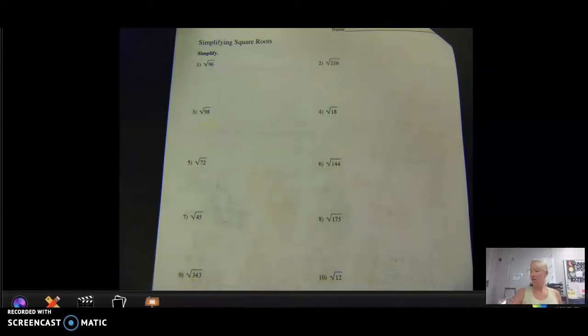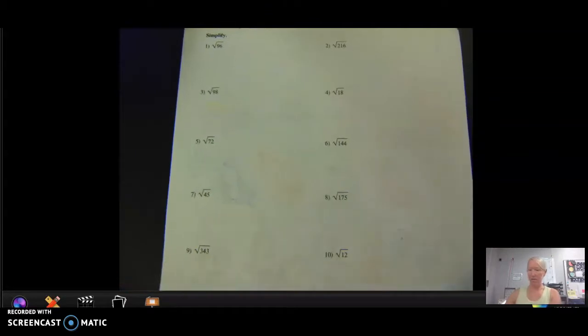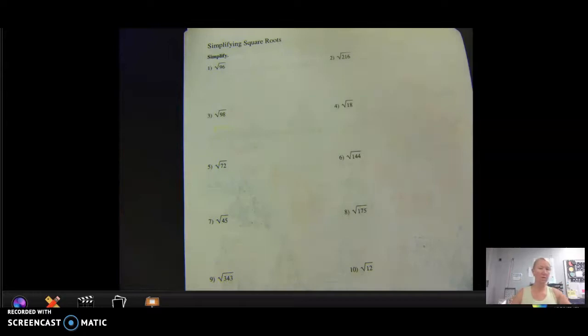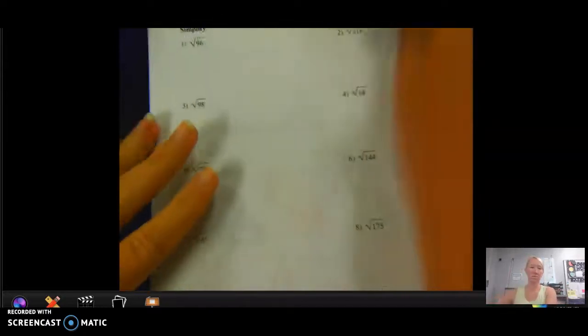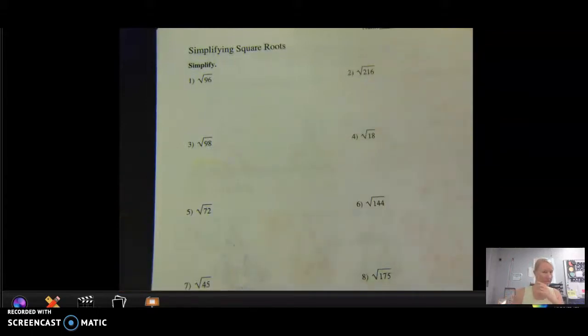So let's start. This is the back of the sheet that we just took notes on. So we did those notes. This is the back side of that. So we are actually going to do the odds on here. So, starting at number 1, zoom in for y'all. Okay, so 96.